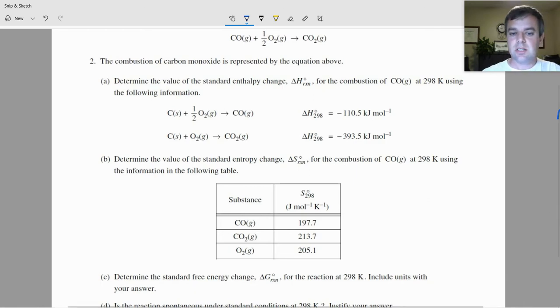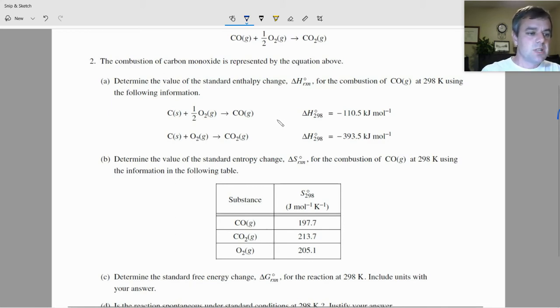Today I want to go through some thermodynamics problems and calculations with you before I show you one new thing. We're going to take a look at this question. It's an old one, but it's a good one. It dates back to 2006, and it shows a reaction where carbon monoxide plus half an oxygen makes carbon dioxide. It says determine the value of the standard enthalpy change for the combustion of carbon monoxide using the following information. So we have two reactions and the values for their standard enthalpy changes.